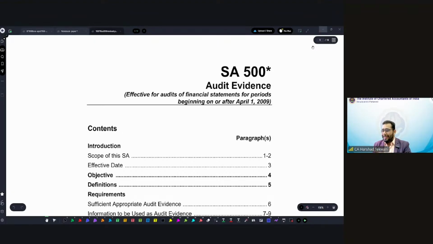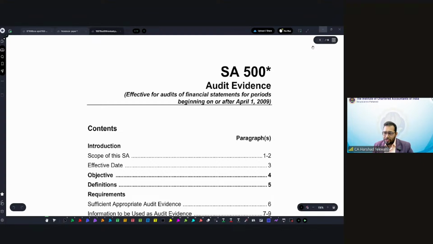Absolutely fine. Anyone else has a different answer to this? Apart from selection of samples, you will do something else. You will not select samples and do something else. Very good, one of the points you have mentioned is very relevant. I'll come to that. Apart from the sample selection, anything else that you will do?